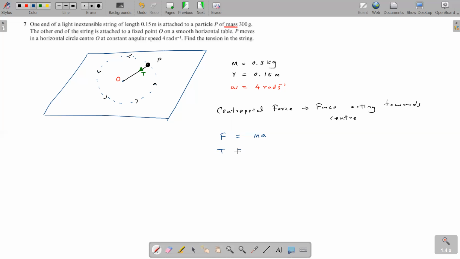It equals mass, which is 0.3 kilogram, into acceleration. The acceleration is not just any acceleration, but the centripetal acceleration. For centripetal acceleration, either you go with v squared over r, or you go with r omega squared. I have the omega value and the r value, so I'll go with r omega squared.